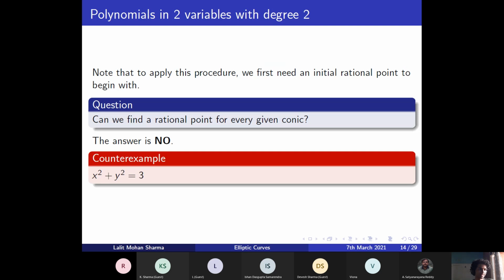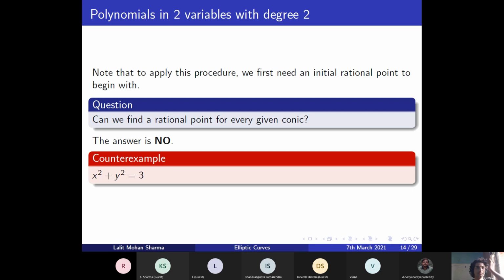Actually, I took this example, but the essence is the same. x square plus y square is equal to 2 has a rational solution: x is equal to 1, y is equal to 1. So that would not work. We have a rational point for it. But this one will work. You can't find any rational solutions for this.